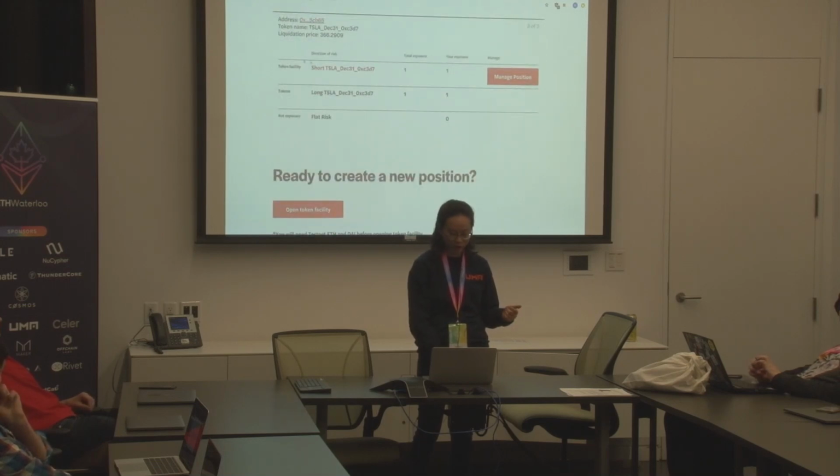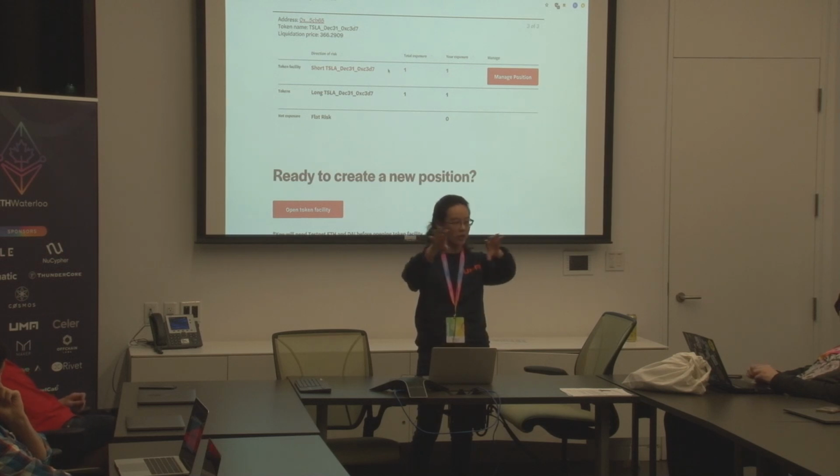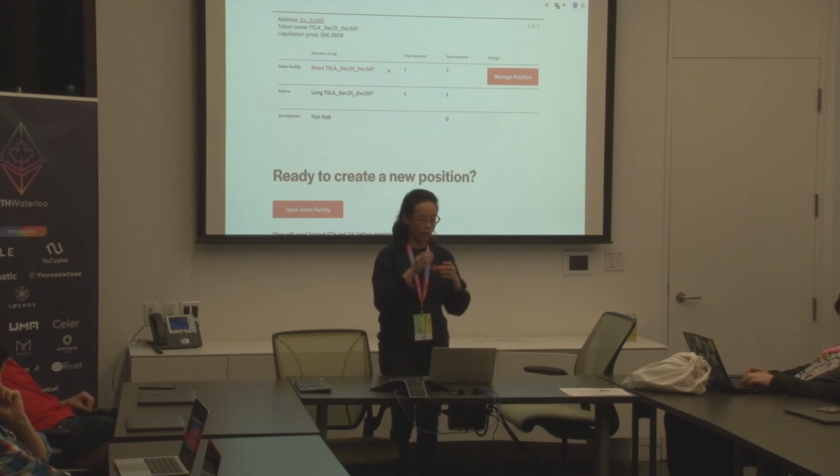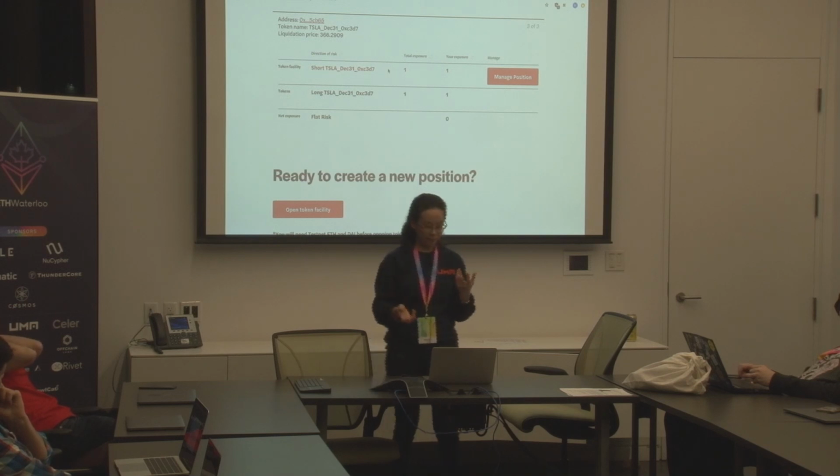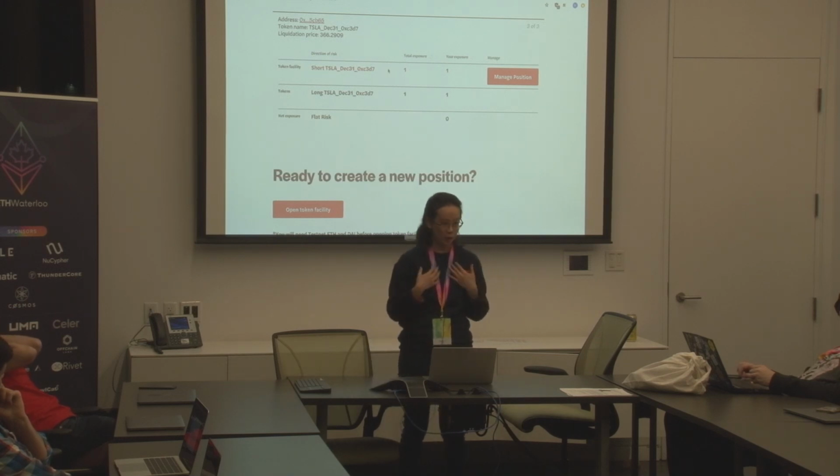So if you look here, what happened is I have this token facility where I put in a bunch of DAI. I borrowed one Tesla token. So holding the Tesla token makes me long Tesla. But I have this token facility out there where I actually borrowed the token from, so I'm short Tesla, so net I'm flat. Okay?